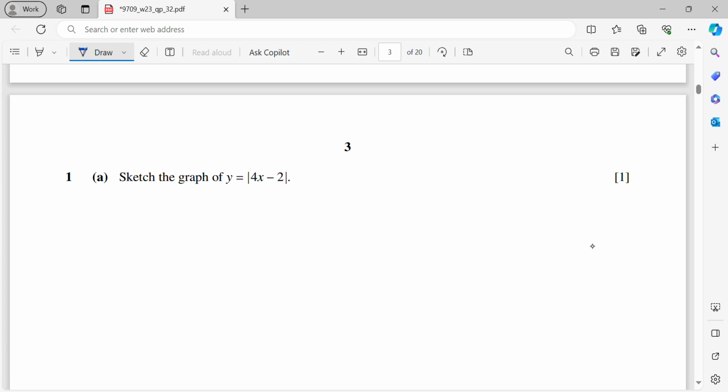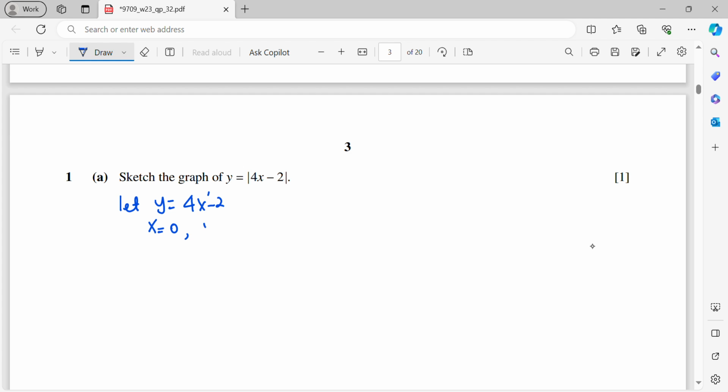Question number 1a. Sketch the graph of y equals modulus of 4x minus 2. To sketch the modulus graph, firstly I will ignore the modulus, which means I'm sketching y equals 4x minus 2 first. Since this is a straight line, we just need to get 2 points.